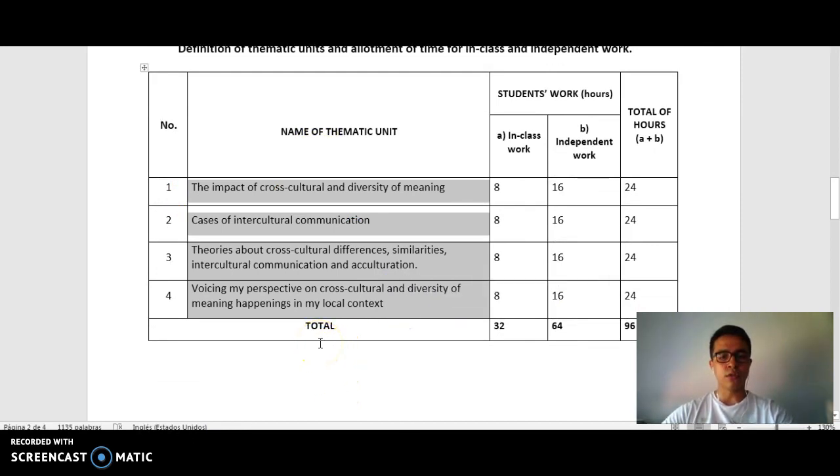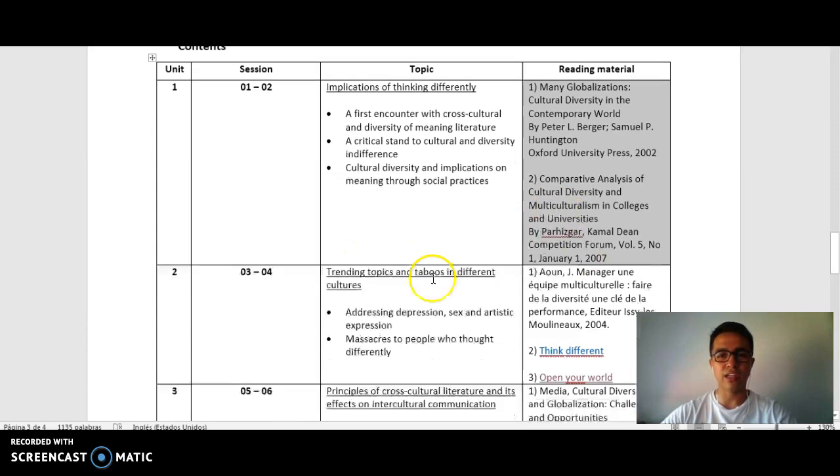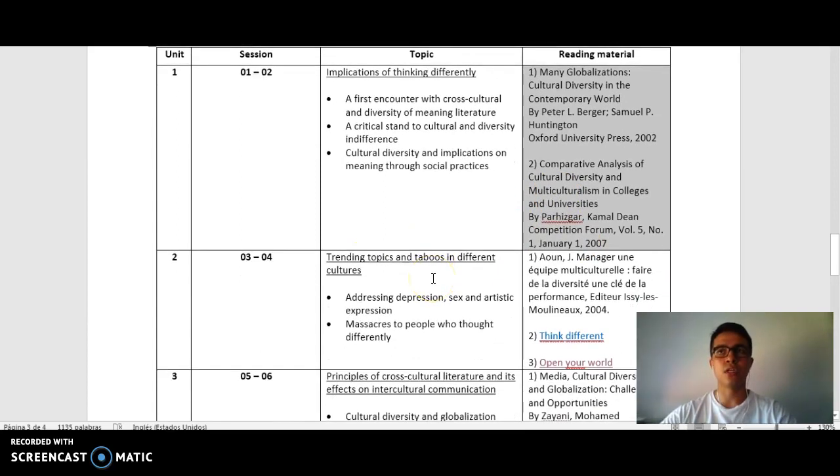So this is to cover both constructs and important aspects of the syllabus, but also I am considering my students' opinion here. In the contents, we are going to have the chance to discuss cross-cultural and diversity of meaning, literature, a critical stance to cultural and diversity, and I proposed some of these reading materials that I found on a website, which are pretty emphatic on the information and pretty clear, and I'm pretty sure they would grant my students a clear, concise perspective on cross-cultural diversity of meaning.